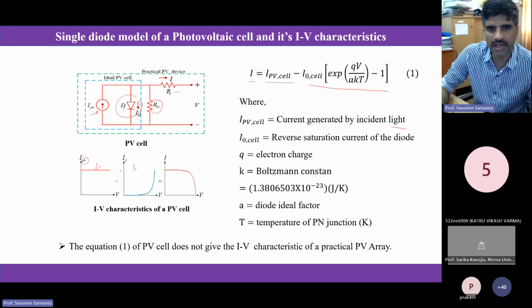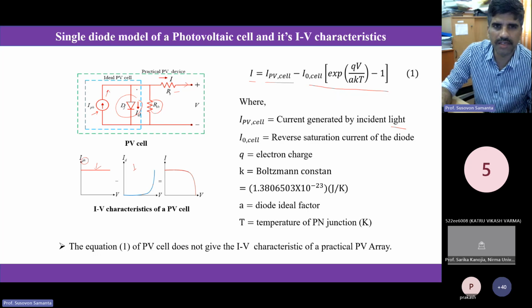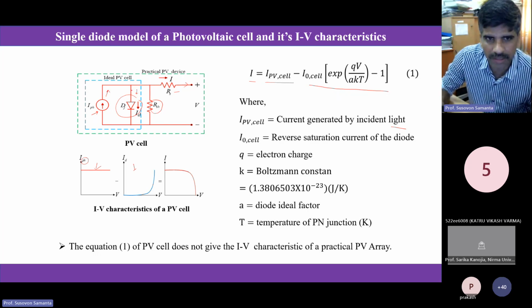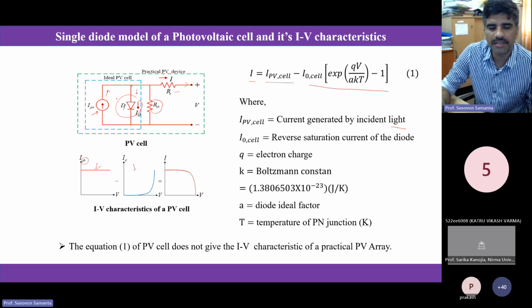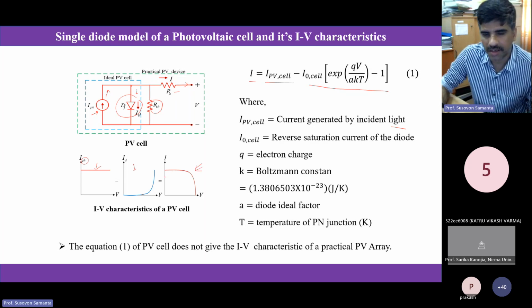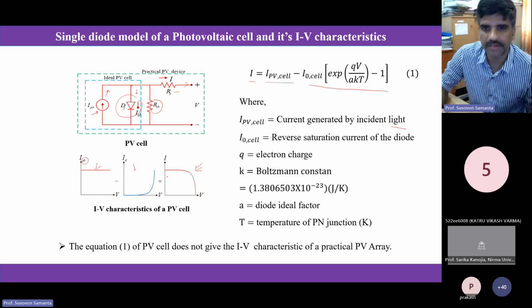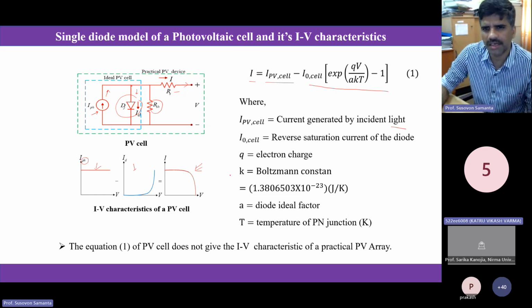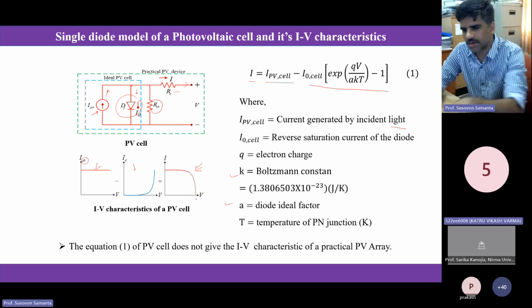And this is your diode characteristics. This current is nothing but the cell current minus the diode current, if you apply KCL at this point. So ultimately, if you do this, you will get the IV characteristics of the solar cell. And these are the corresponding constants.